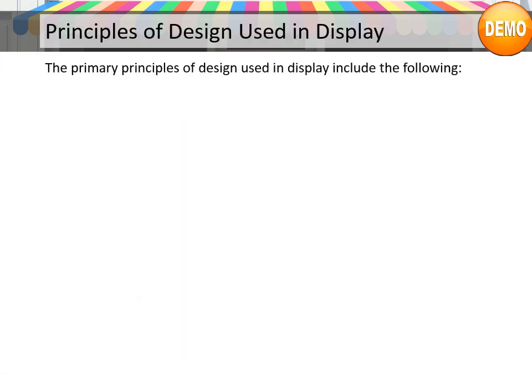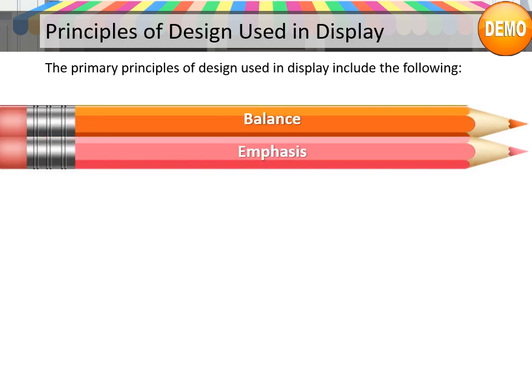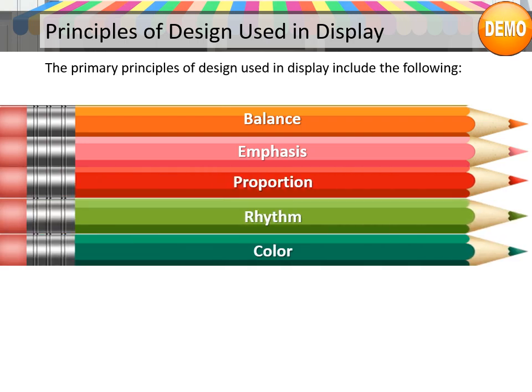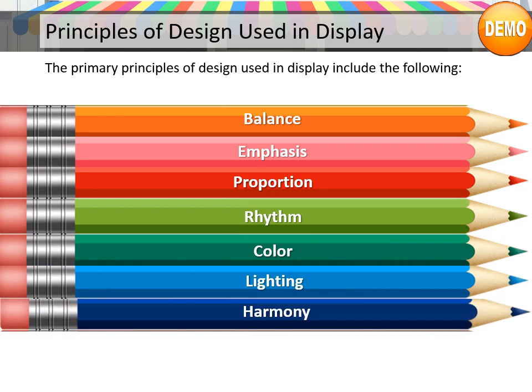The primary principles of design used in display include the following: balance, emphasis, proportion, rhythm, color, lighting, harmony. Let's look at each one of them in detail.